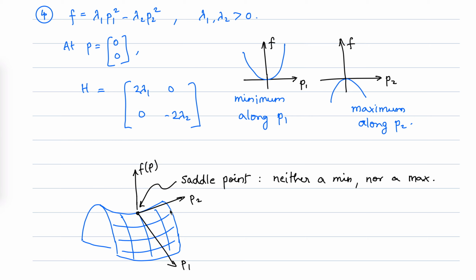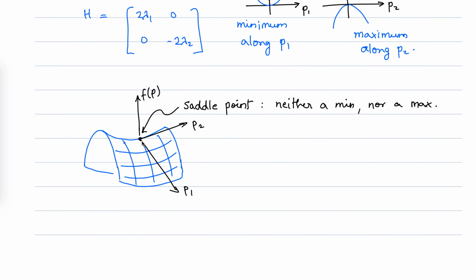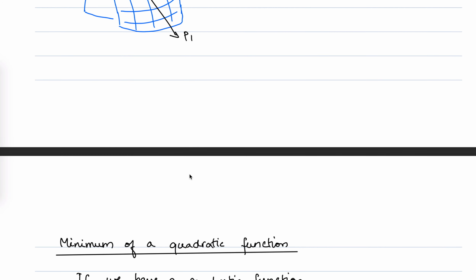So a function that has literally this property will look like this, where along p2, maybe I mislabeled it, but it doesn't matter. In this case, along p2 it's a minimum, and along p1 it's a maximum. I should just interchange p1 and p2 here.